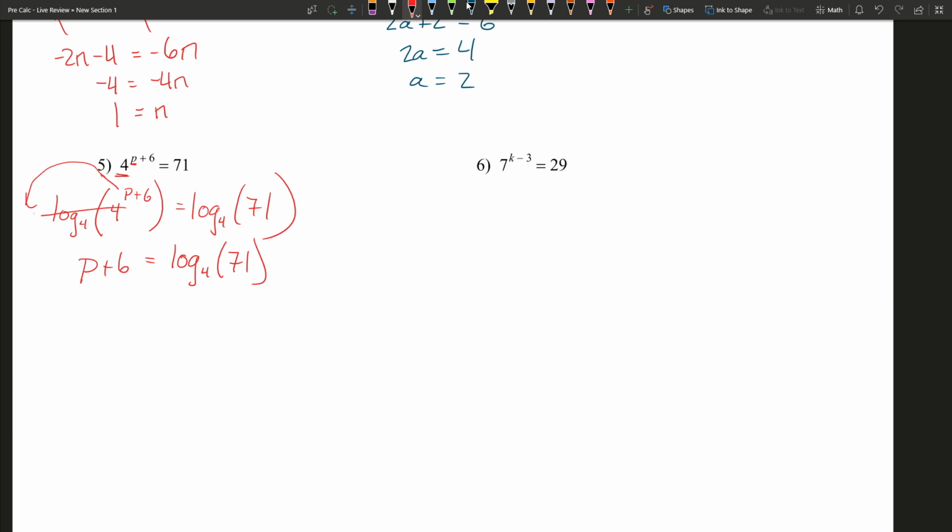So when we subtract 6 on both sides, we put the negative 6 outside of the parentheses. You can't put it inside the parentheses, because what you're really doing is something with 4 to the power of negative 6, which you can't do because that goes against order of operations.